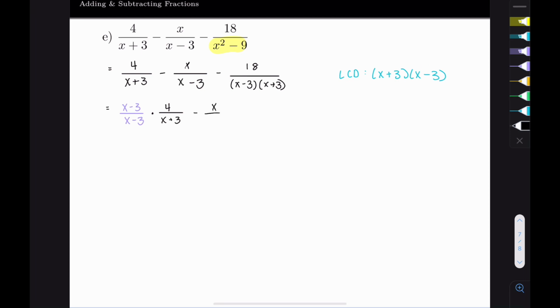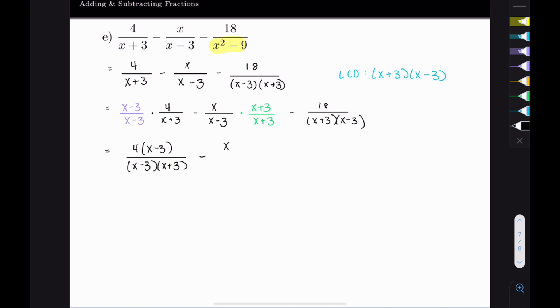This second one has x minus 3, so we need to multiply it by x plus 3 over x plus 3. And then the last one, thankfully, already has both of those factors, so we don't need to actually multiply it by anything to get this common denominator. And again, I'm not going to multiply anything out right away. I'm just going to write this first one as 4 times x minus 3 over this common denominator of x minus 3, x plus 3.